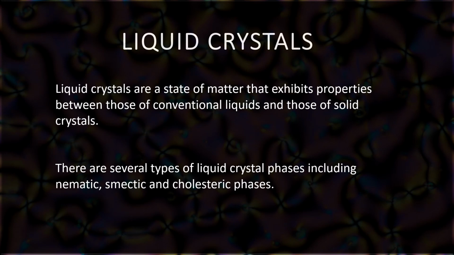So first of all, let us see what liquid crystals are. Liquid crystals are a state of matter that exhibits properties between those of conventional liquids and those of solid crystals. They have an ordered molecular arrangement like a crystal, but they can flow like a liquid. There are several types of liquid crystal phases, including nematic, smectic, and cholesteric phases. Liquid crystals are widely used in various applications such as display technologies like LCDs, sensors, and optical devices due to their unique optical and electrical properties.